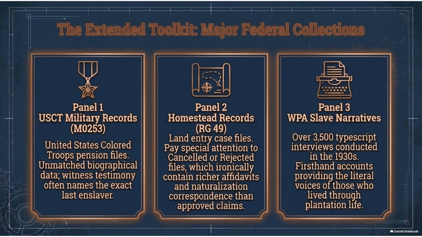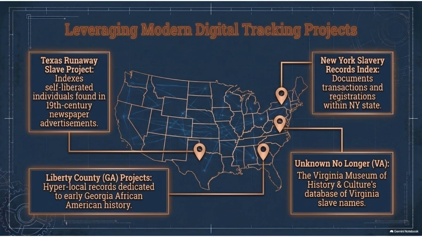Your extended toolkit includes major federal collections. Look into United States Colored Troops pension files, land entry records from homestead claims, and the 1930s WPA slave narratives for first-hand accounts. Leverage modern digital tracking projects. Resources like the Texas Runaway Slave Project, the New York Slavery Records Index, and regional databases like Unknown No Longer provide specialized access to records of the era.